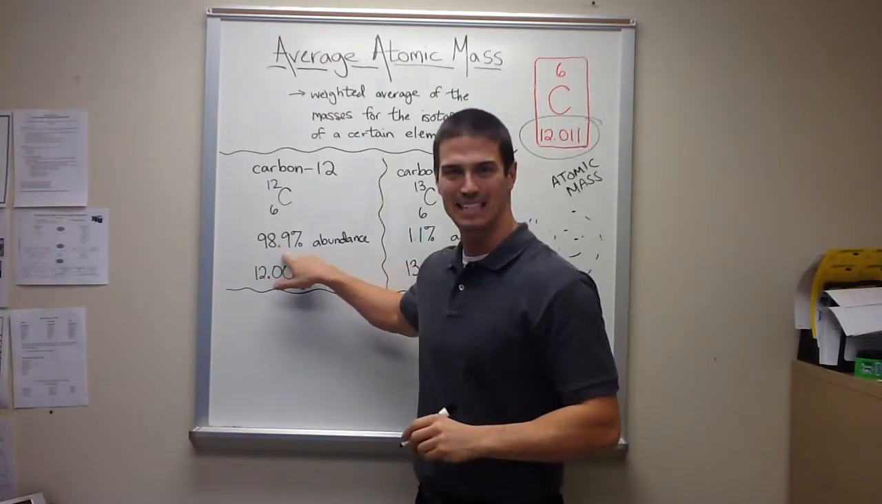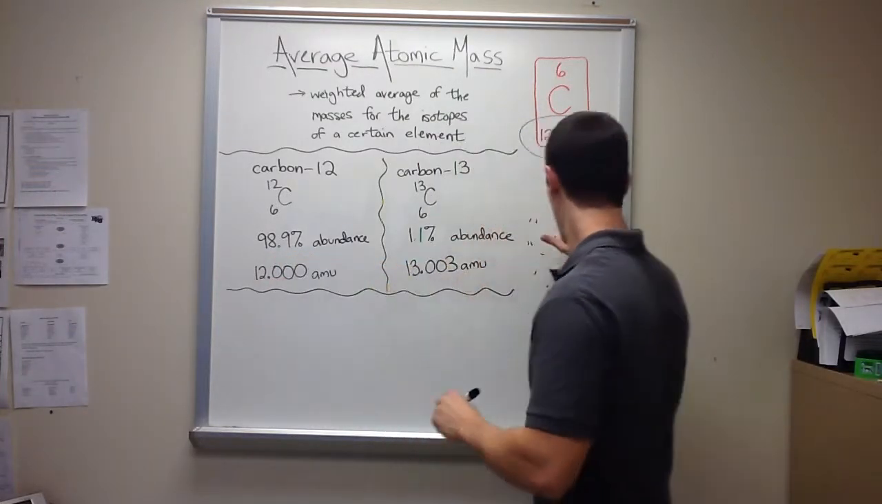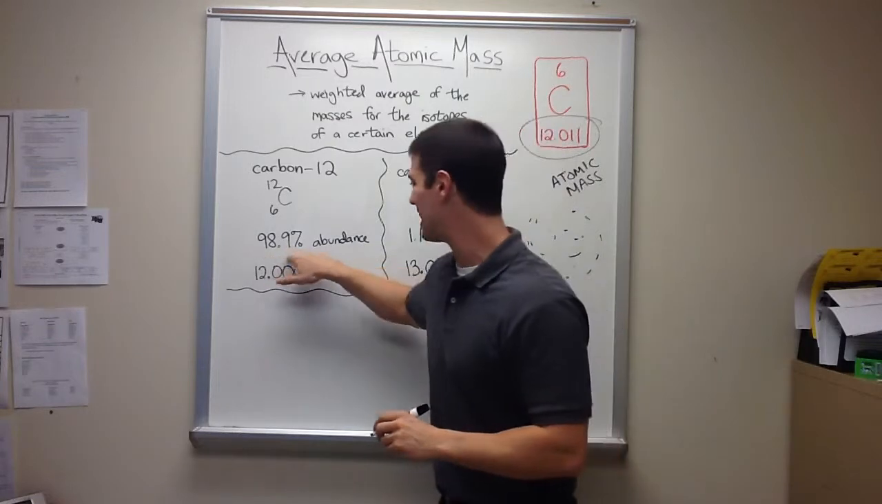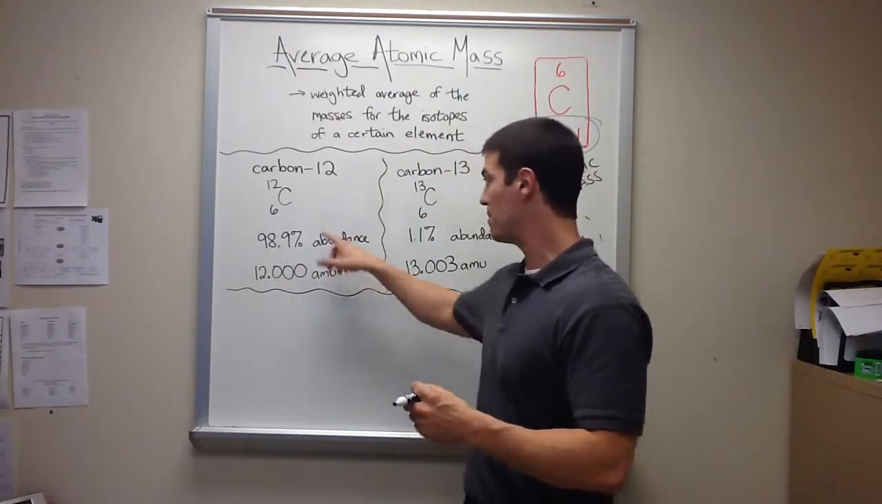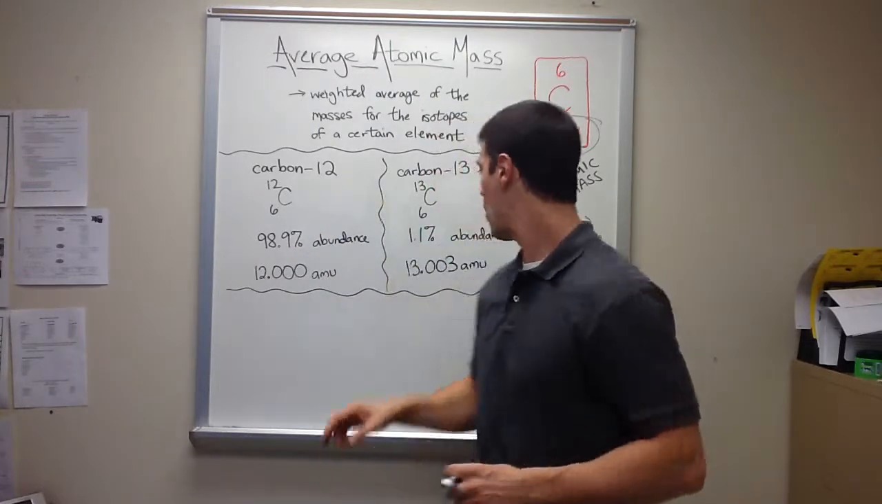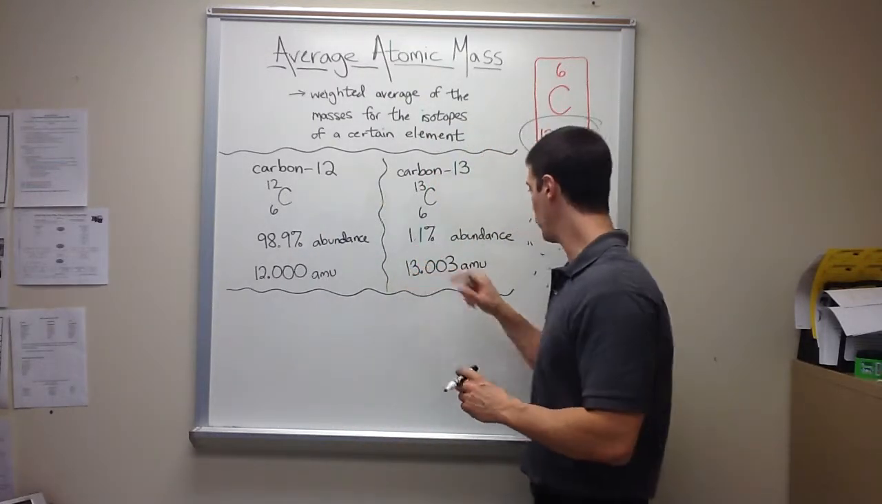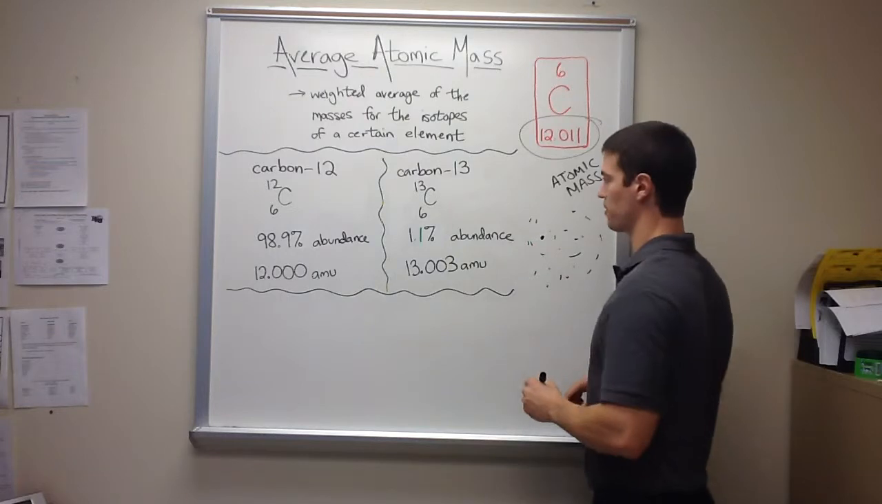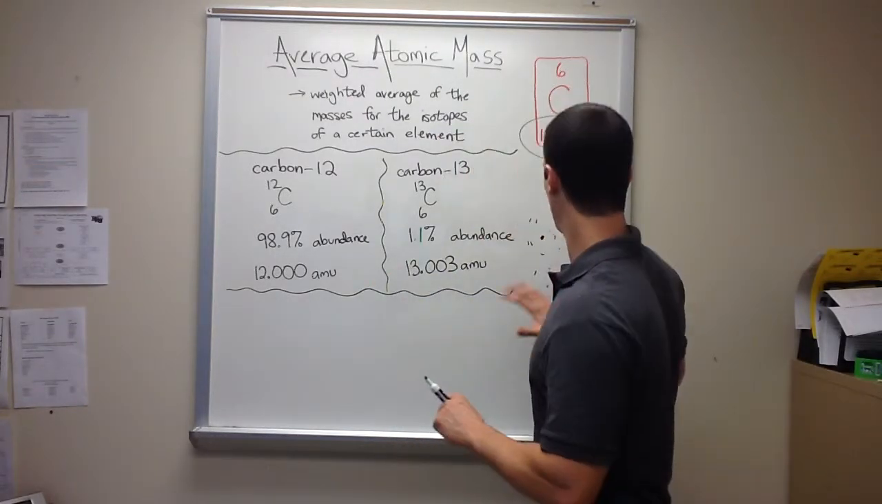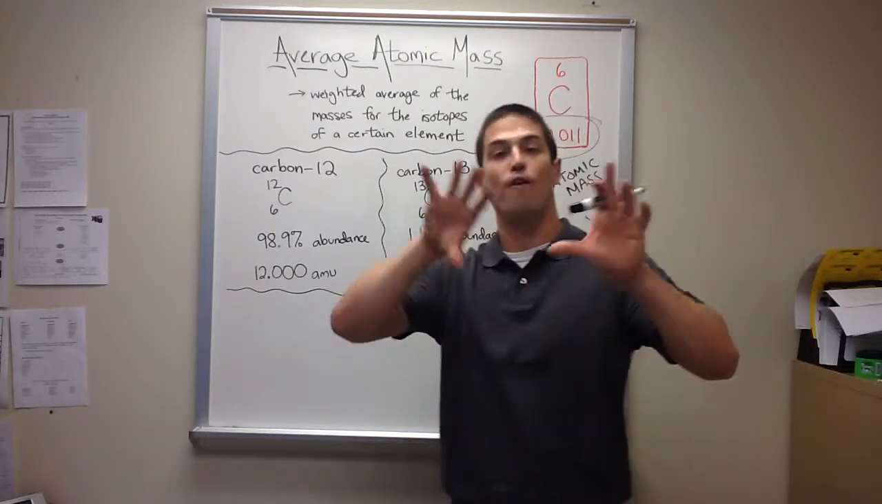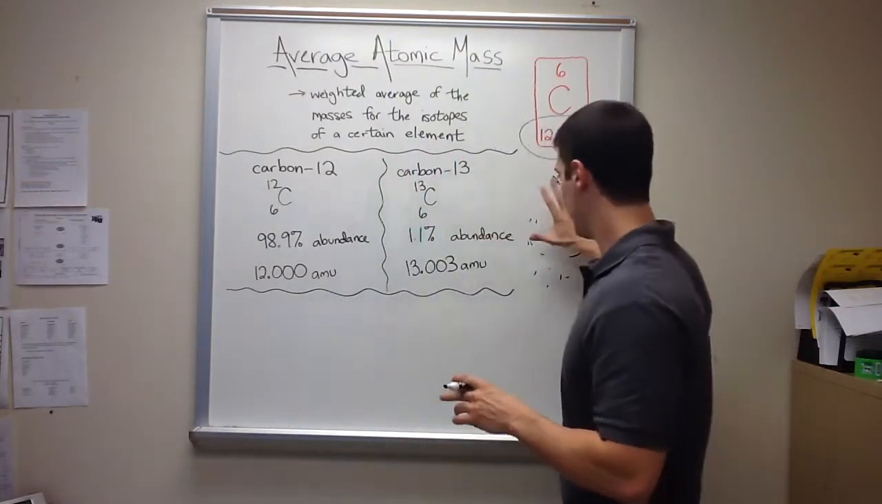So this is the sample of carbon all around. About 99 of them out of the 100, say they took 100, would be carbon-12. So act like this is 100 of them, or 99 of them, and they'd be carbon-12. Now about one of them, in this case it's 1.1%, is going to be carbon-13. So one of them is going to be a little bit heavier than the rest of the 100.